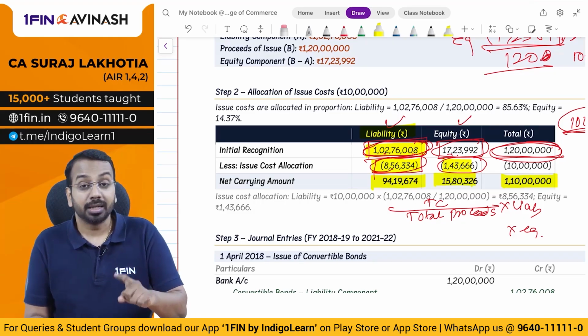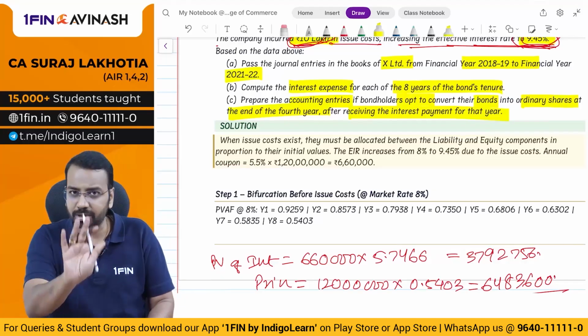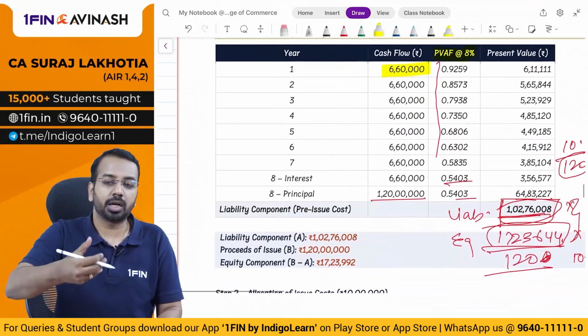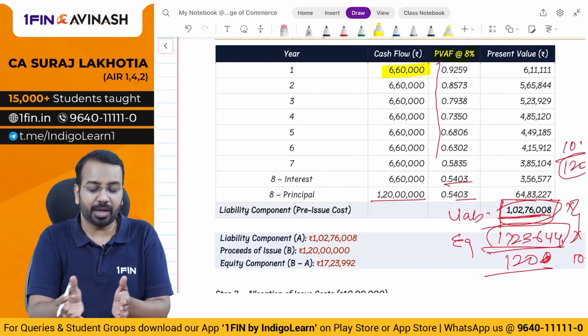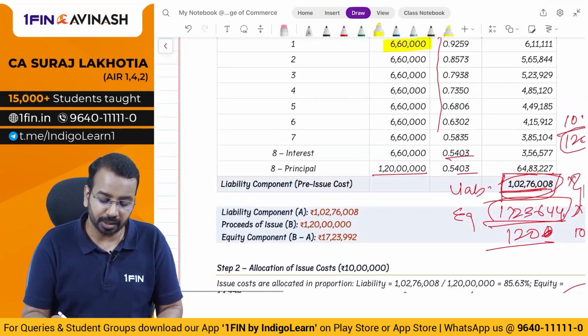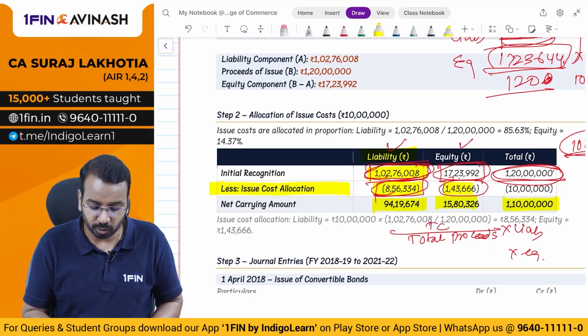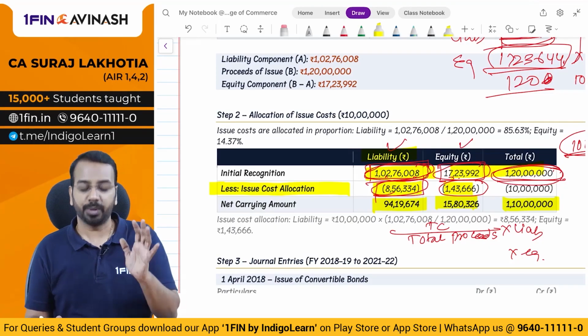Okay. Now, sir, can I discount all of these cash flows using 9.45%? Yes, that also you can do, but that will not give the correct picture in terms of calculation and also for working notes for examination. So, better discount by 8% and then split the transaction cost in the ratio of their gross carrying amounts. I hope it is clear.